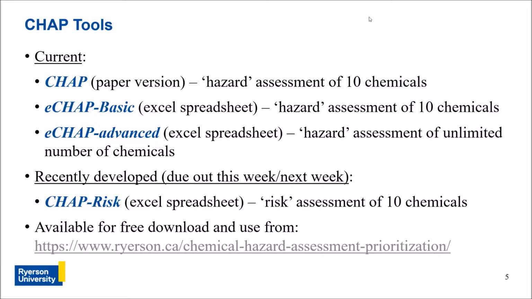And so in the next week or so, it will be available on our website, ryerson.ca, Chemical Hazard Assessment Prioritization. You can already download the top 3 from the website, and this CHAP risk tool will be available along with instructional videos and user guides.